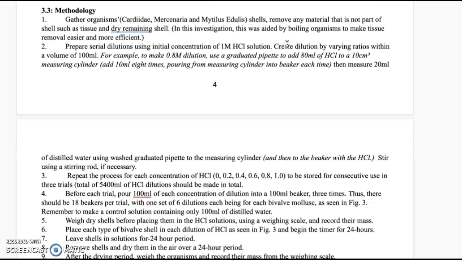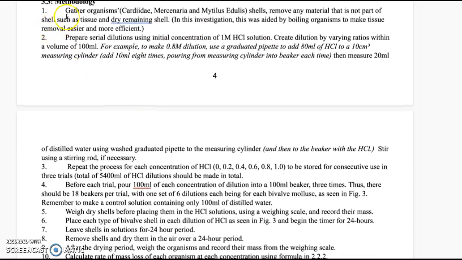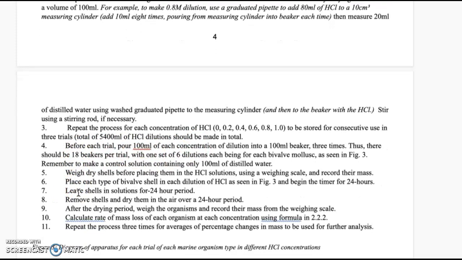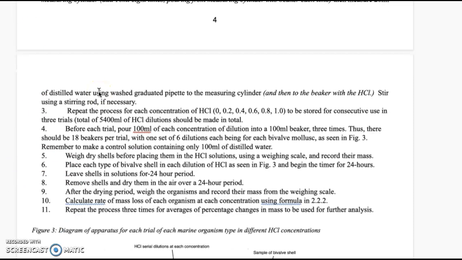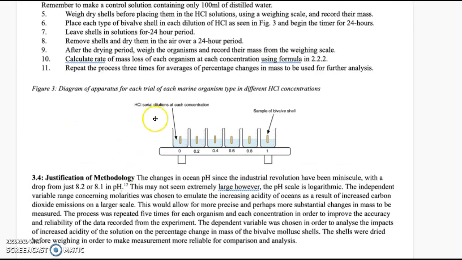Then my methodology is here, so very clear, and make it so that someone could literally follow these instructions. So if you read it, it's like gather, prepare, repeat before each trial, pour. I forgot what the type of wording is, I don't know what it's called. Okay, I'm pretty sure it's called imperative language. So imperative language. Then I have a diagram to show what I'm doing.